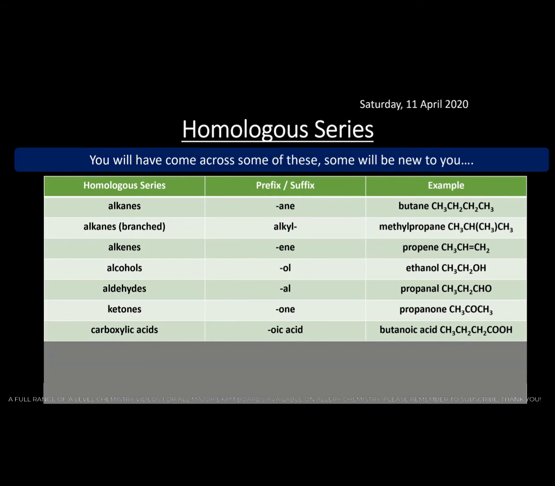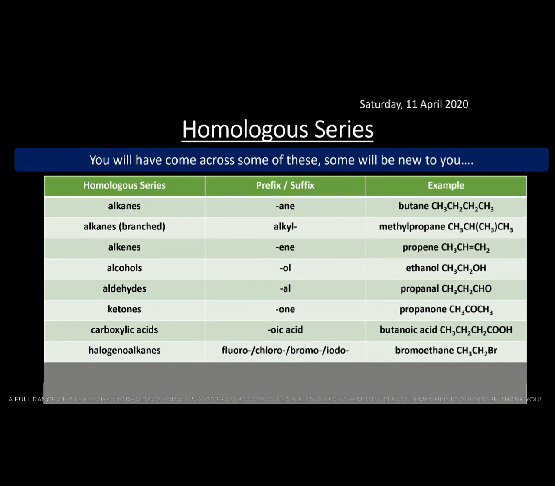Carboxylic acids, so you might have seen that at GCSE. We're going to see it a lot more in A level. Ends in -oic acid, so for example, butanoic acid. Halogenoalkanes, you might not have seen these at GCSE. You're going to see it a lot more at A level, certainly, but it's basically just an alkane with a halogen attached to it. So you can get fluoro, chloro, bromo, iodo. So for example, bromoethane.